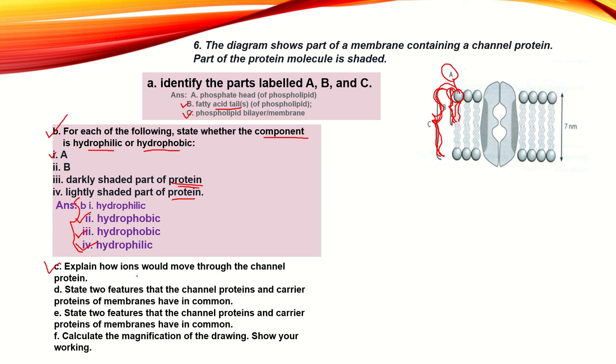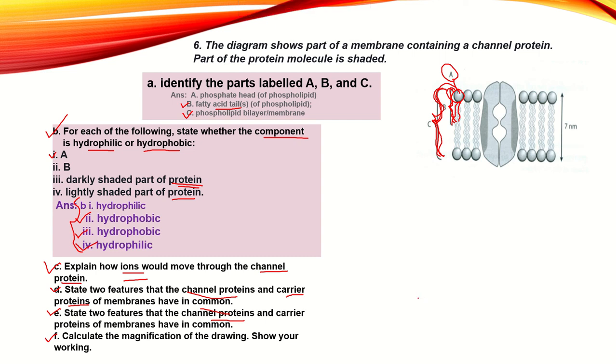Number C: explain how ions would move through the channel protein. Number D: state two features that the channel proteins and carrier proteins of membranes have in common. Number E: calculate the magnification of the drawing. Show your work. So you just pause the video and try to figure it out.